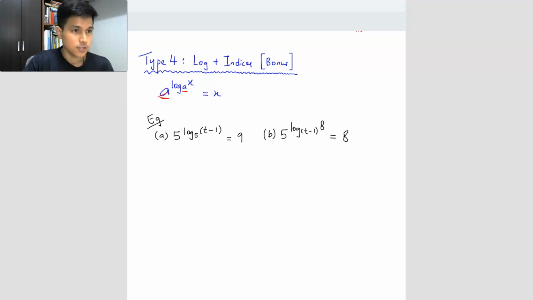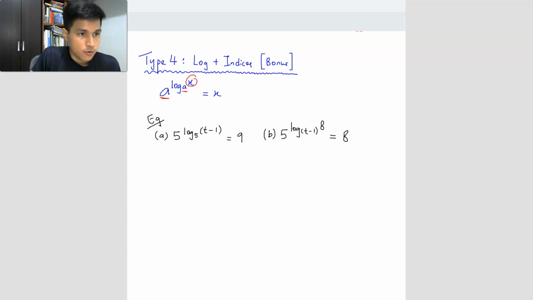Clear? So sometimes you might encounter this kind of question, so at least you know how to solve it. When you see that the base of the log is the same as the base of the indices, you can cancel it, so you get the top value there, which is x. Okay, so let's solve the example.